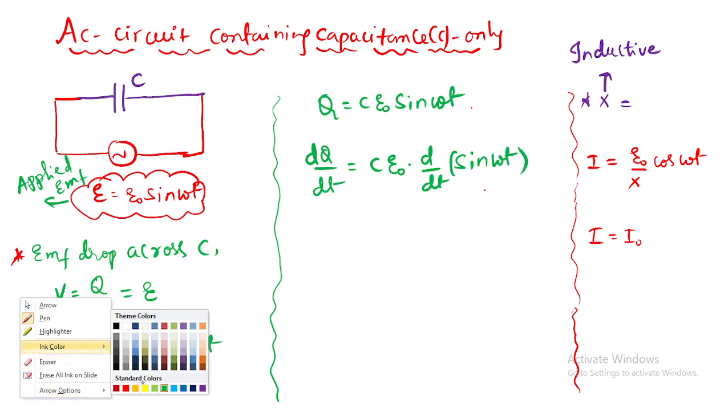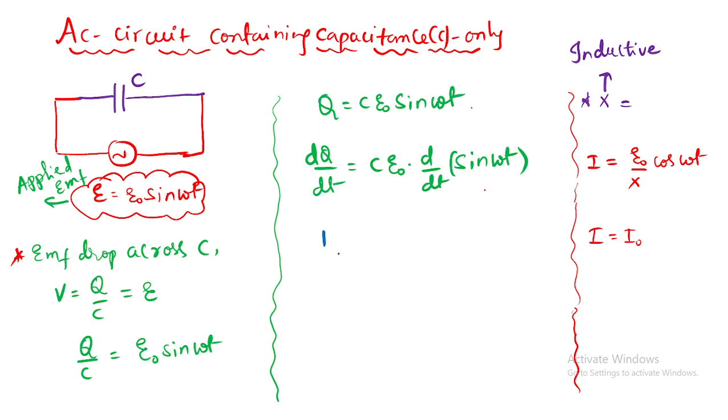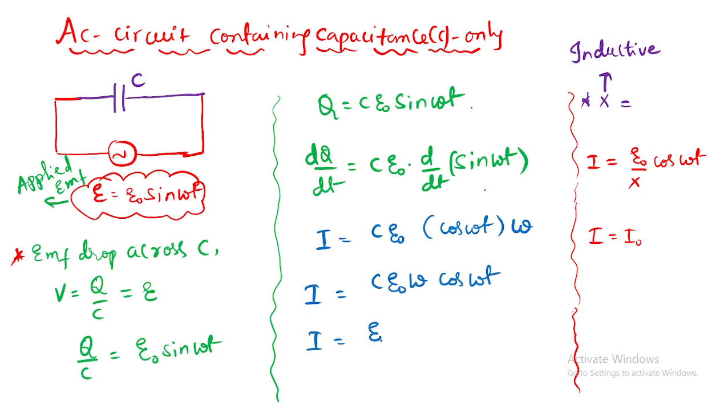Differentiation of dq by dt is nothing but instantaneous current or not? Yes or no? Which is C into E naught. Differentiation of sine will be what? Cos. And differentiation of omega t will be omega. So I is equal to C into E naught into omega into cos of omega t. I'll rearrange the equation. So I is equal to E naught divided by 1 divided by C omega, into cos of omega t.